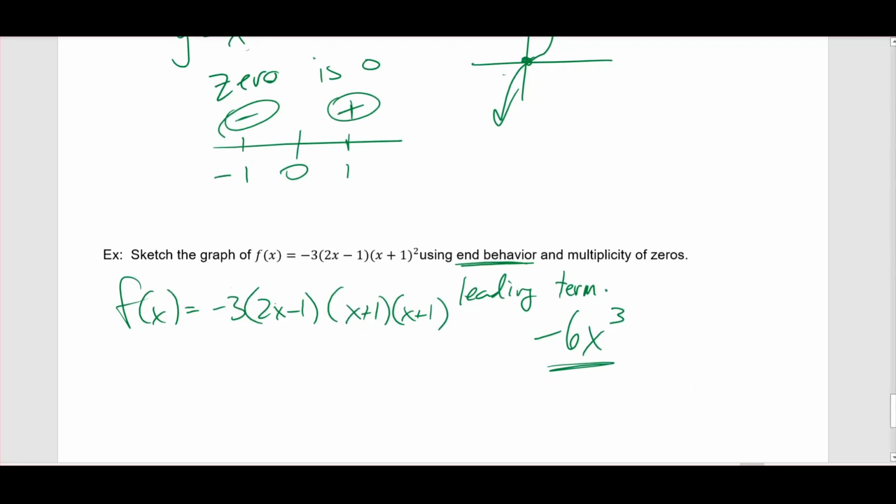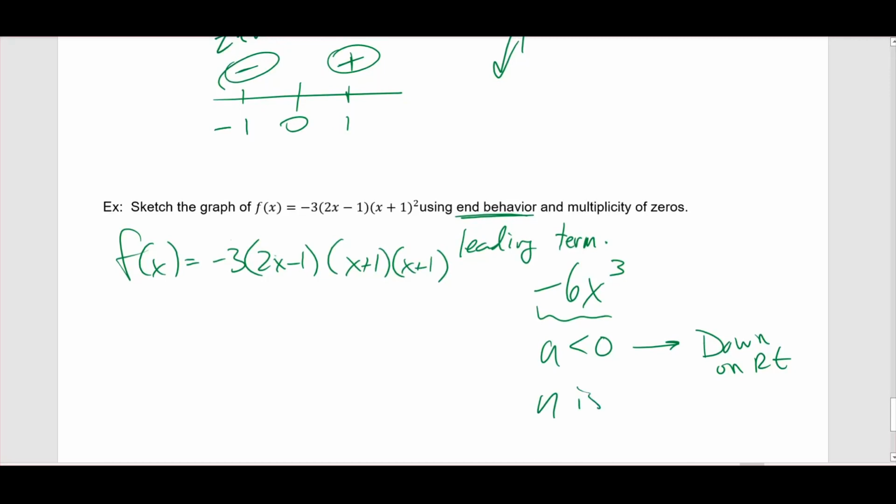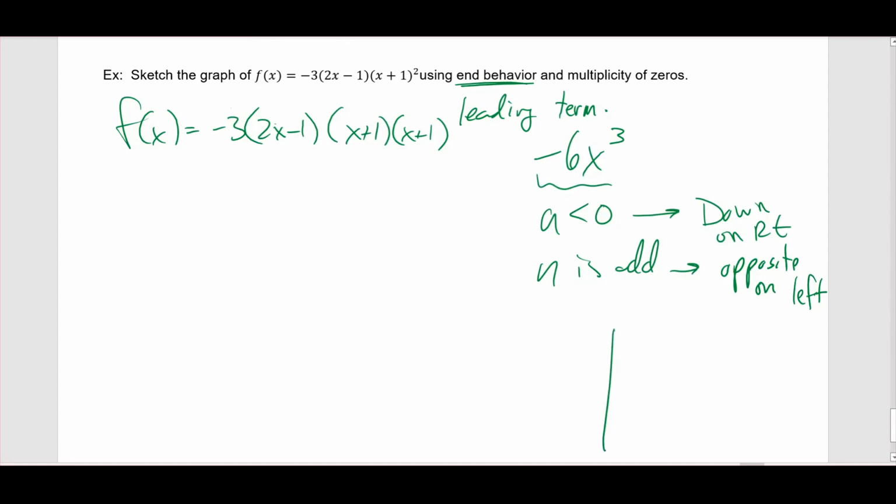So our leading term is -6x to the third, and we can say what the end behavior is. In this case, our coefficient is less than 0. This means it goes down on the right. And n is odd, so it does the opposite on the left. So right away we can start drawing our picture. We know it goes down on the right, and opposite on the left, so it goes up on the left. All right, we're on our way.